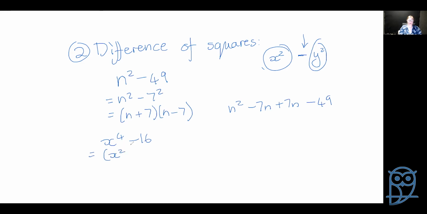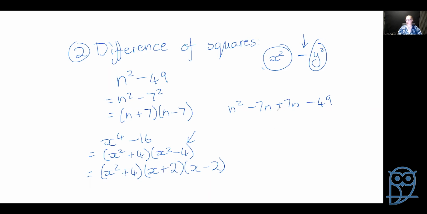So here, this is x squared, and here we have 4 squared. So we've got x squared plus 4, and we have x squared minus 4. This over here is again a difference of squares. So we can do this with our second bracket again, which is going to give us x plus 2, x minus 2.